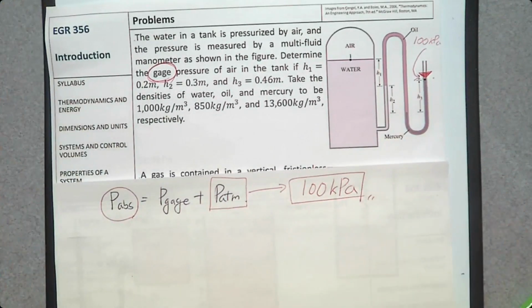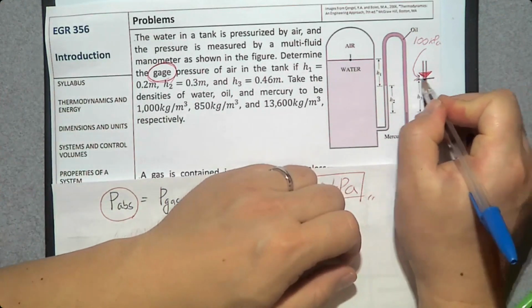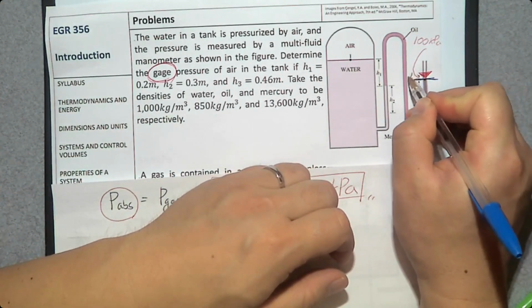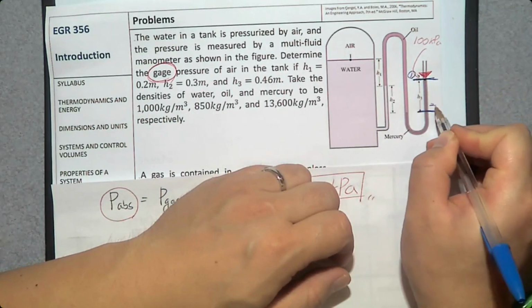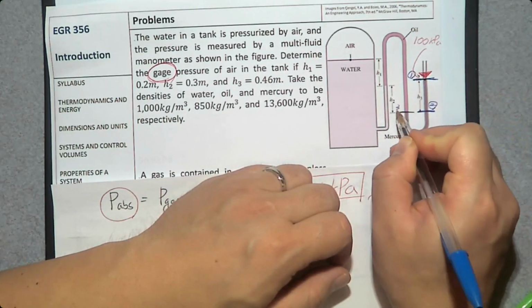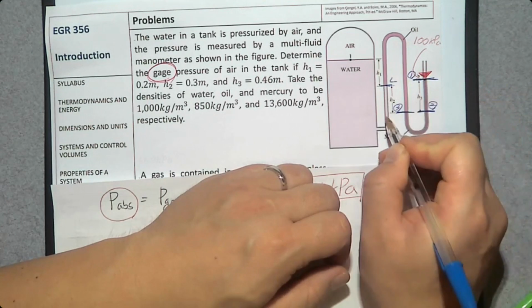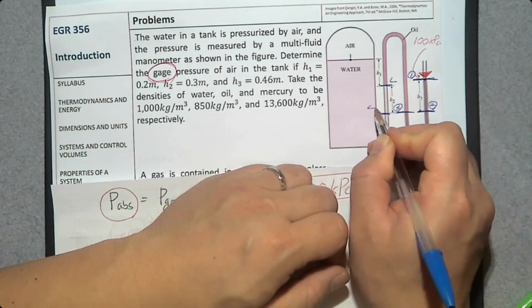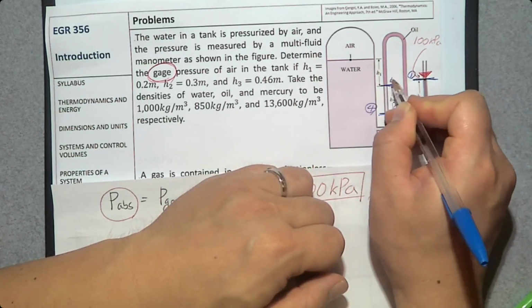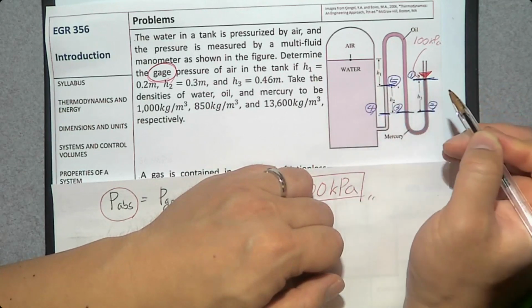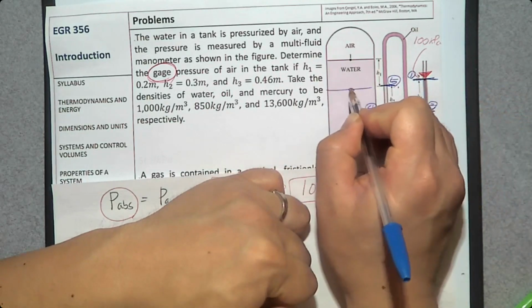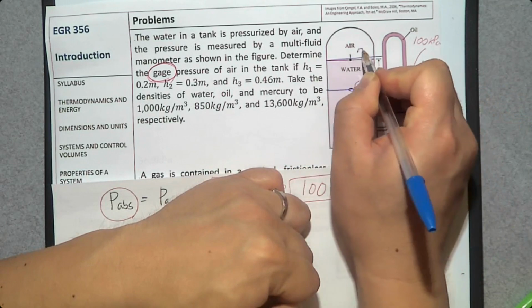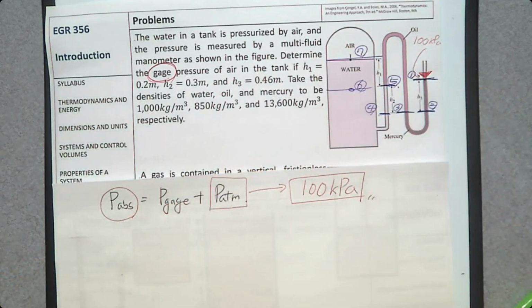So now we need to name each interface. First, I'm going to say this point is number 1. This point is number 2. This point is number 3. This point is number 4. This point is number 5. And this point is number 6. And here is number 7. Okay?